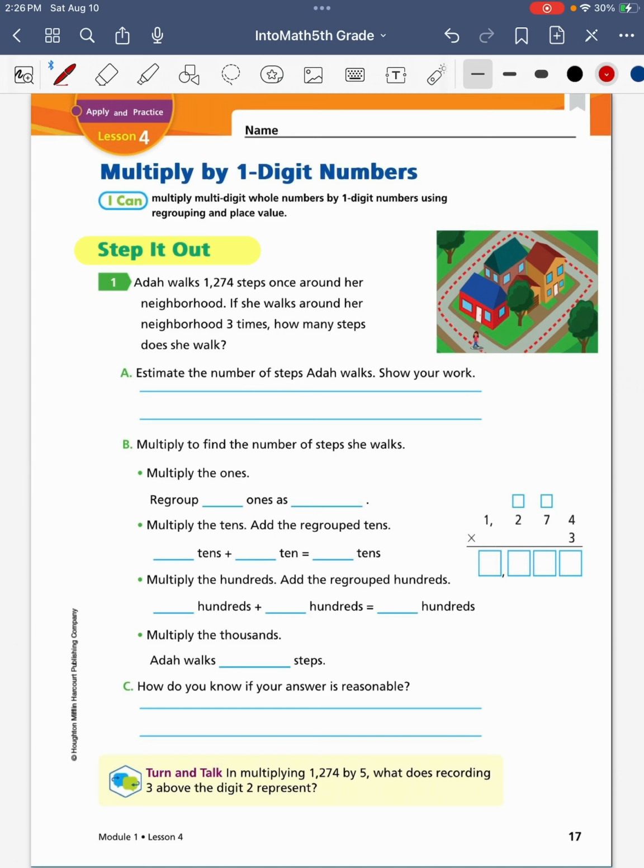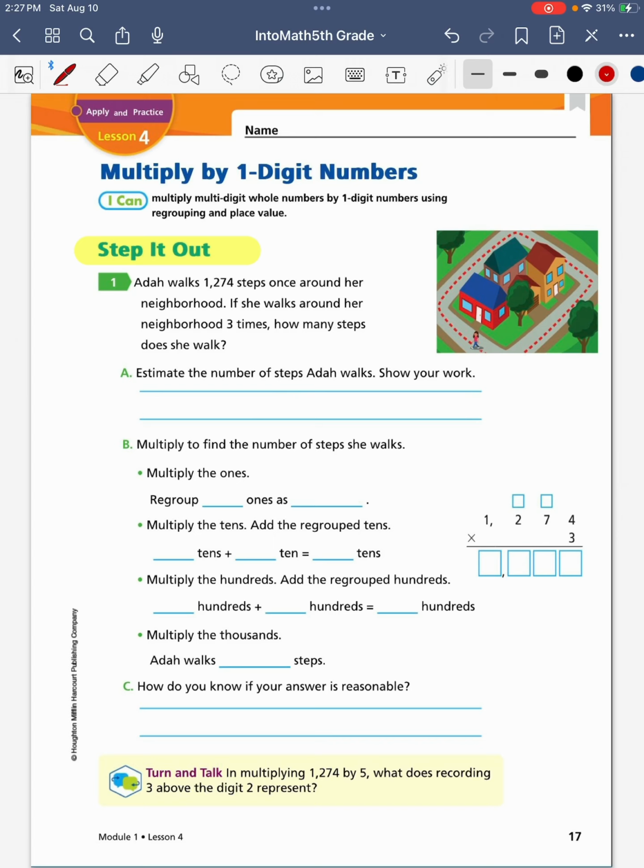In this video we will review the objective, spark your learning, build understanding, and step it out problems for this lesson, and a few select questions from Check for Understanding and On Your Own for review. Feel free to skip around in the video to help with the particular problems you may need help with. Today, we are on Lesson 4, Multiply by One-Digit Numbers. Our objective for today is that I can multiply multi-digit whole numbers by a one-digit number using regrouping and place value.